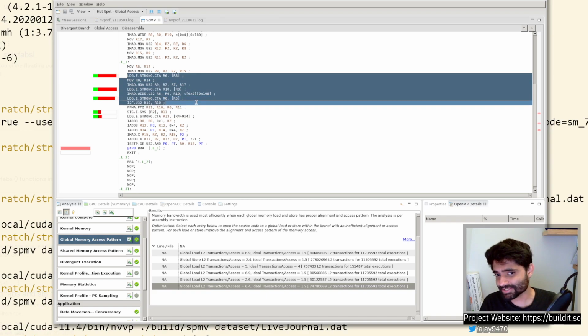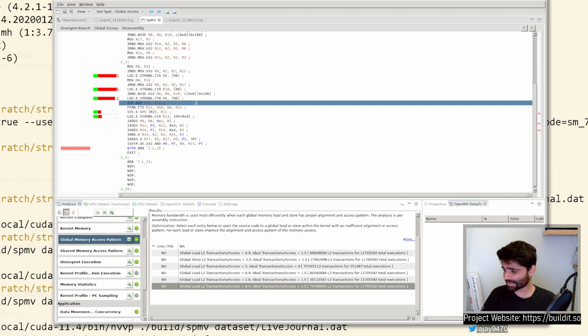What about these? Why are these bad? These are actually accessing memory one after the other, right? We are accessing edge data consecutively. The problem is different threads in the warp are still accessing faraway regions, because each thread in the warp is working on a different vertex, which means they're accessing faraway memory locations, and that's causing our global memory accesses to be pretty bad.